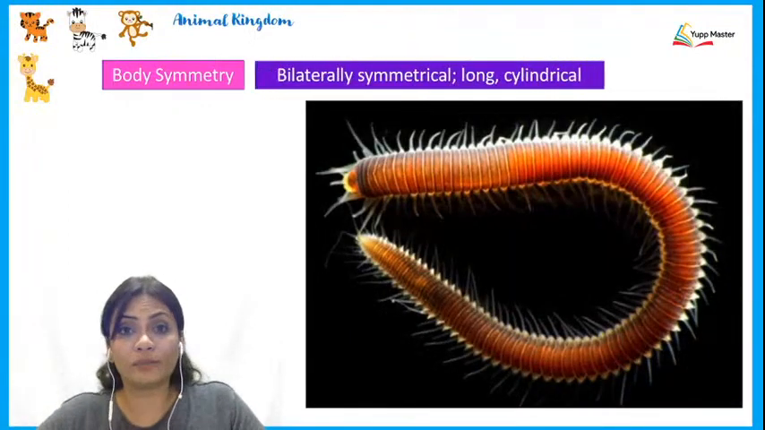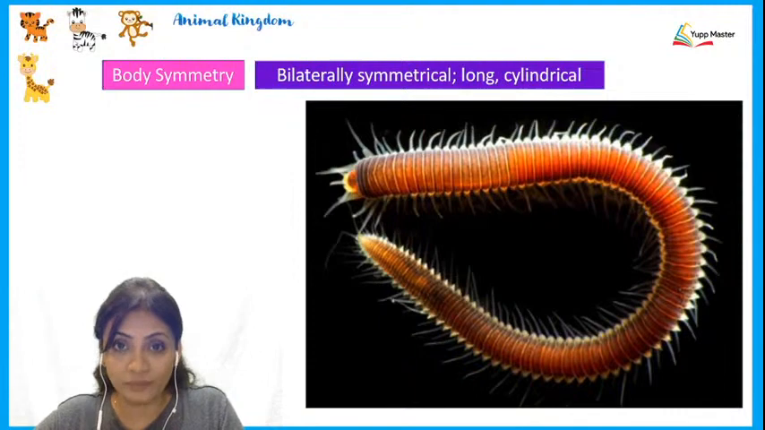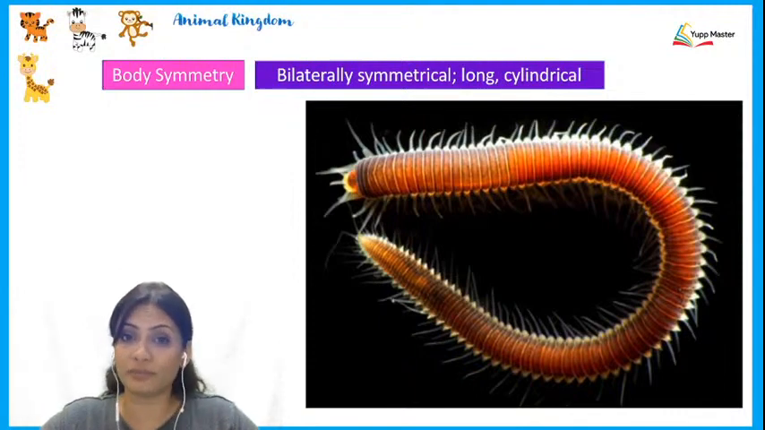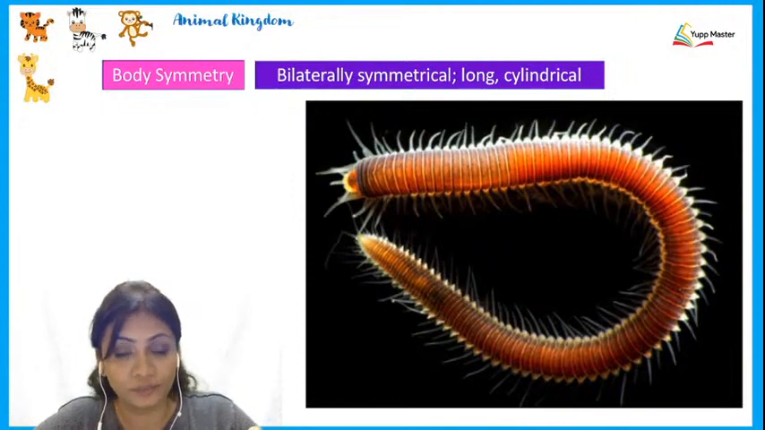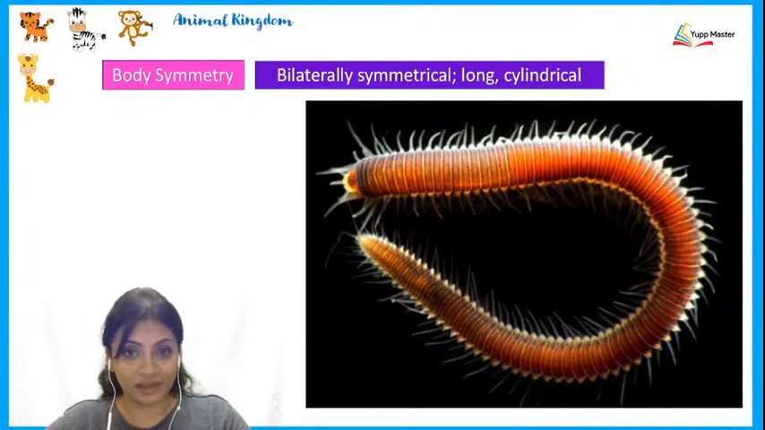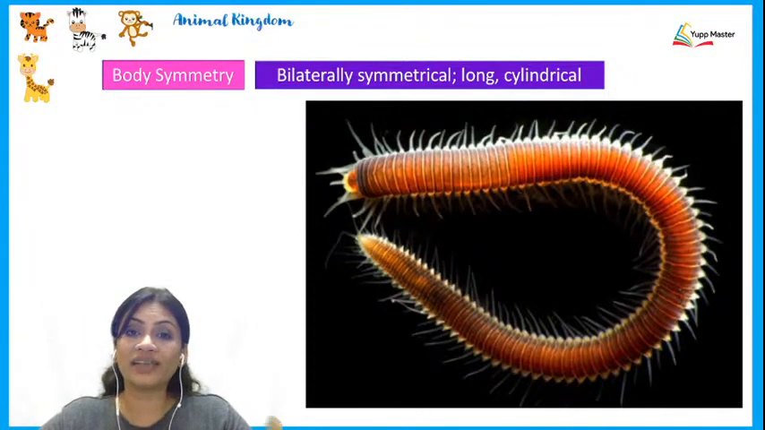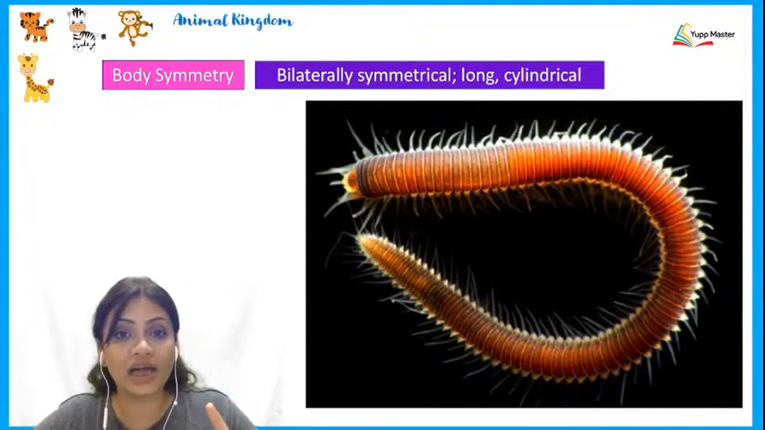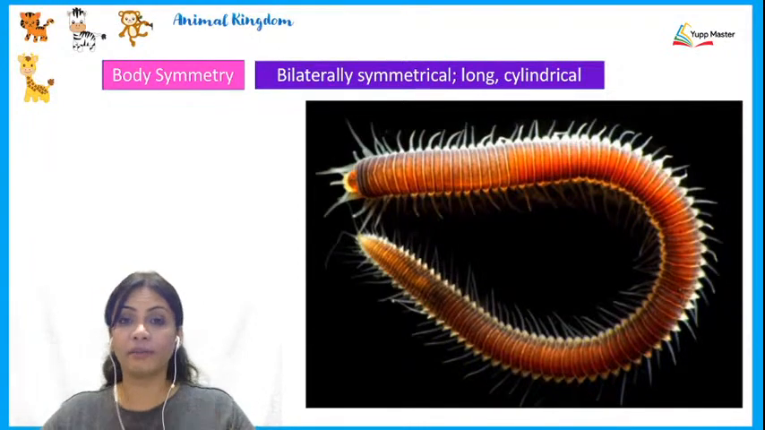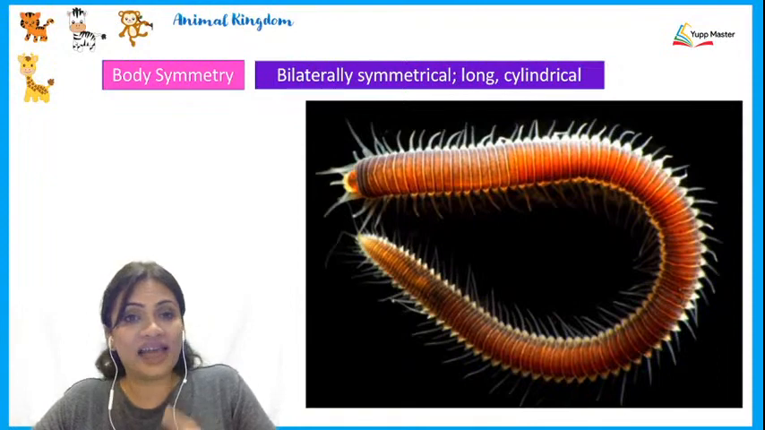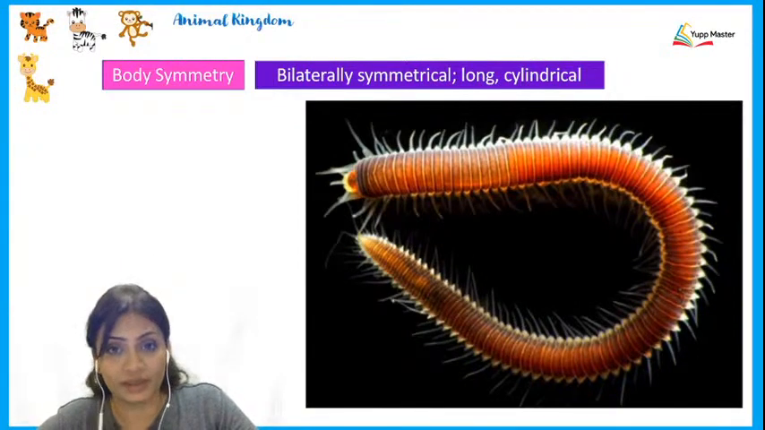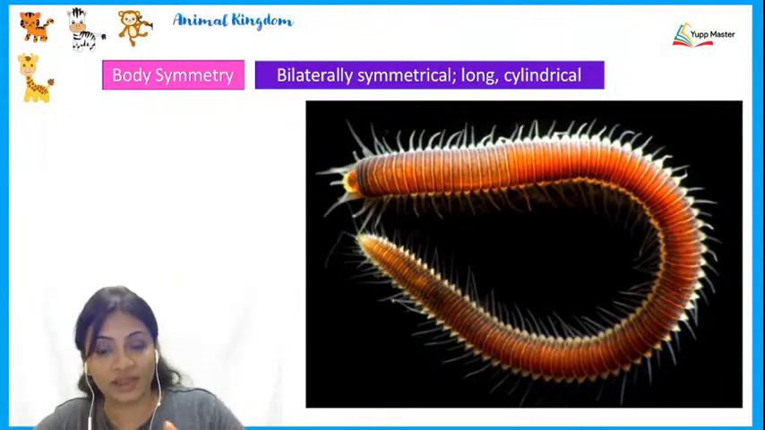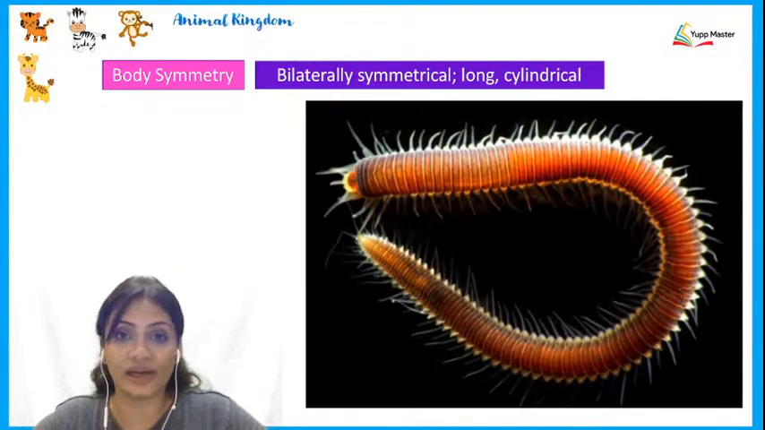Now, when we're talking about the body symmetry here, they are bilaterally symmetrical. Remember the different types of symmetry we learned. Either the animal could be asymmetrical or it may be radially symmetrical. When we're talking about the annelid, these animals are bilaterally symmetrical. Remember one thing, when we say that an animal is bilaterally symmetrical, it is always more advanced than an animal which has radial symmetry.